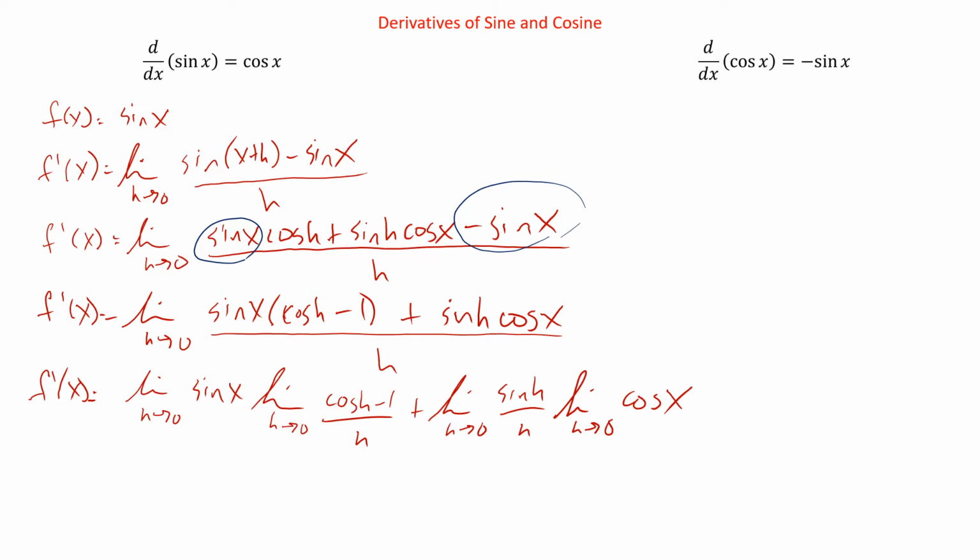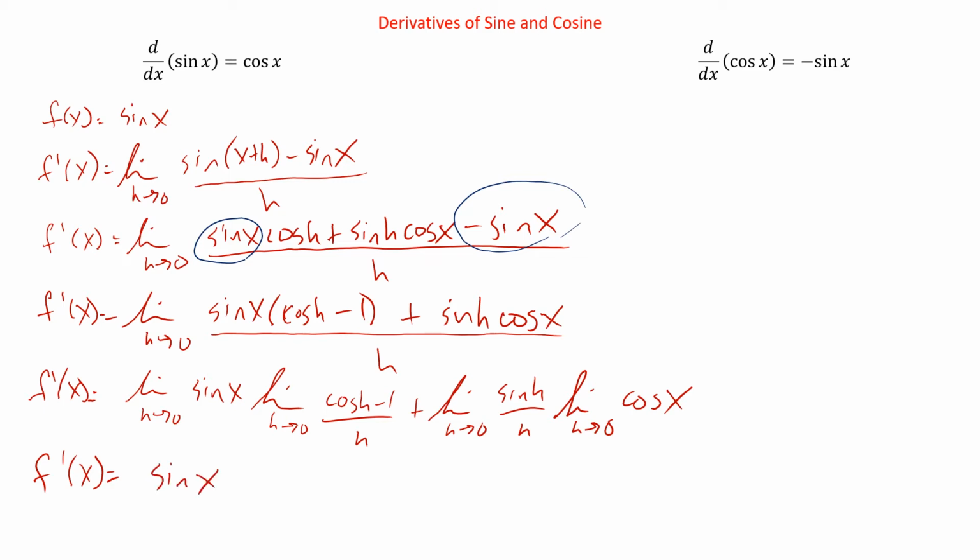Notice each of the terms has a denominator of h. So once we split it with the addition, but then the multiplication, only one of those gets the denominator. So now if we take the limit as h goes to 0 of sine x, that doesn't have an h in it, so it's just sine x.